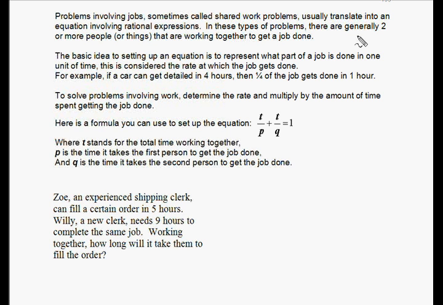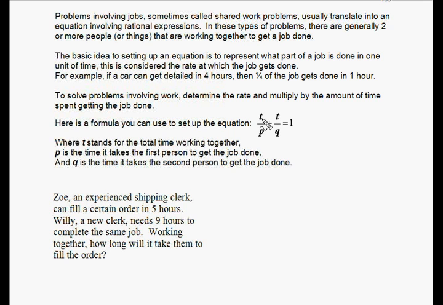Problems involving jobs sometimes are called shared work problems, usually translated into an equation involving a rational expression. There's a basic idea to setting up equations: represent what part of the job is done in 1 unit of time. This is considered the rate at which the job gets done. For example, if a car can get detailed in 4 hours, then 1/4 of the job gets done in 1 hour. To solve problems involving work, determine the rate and multiply by the amount of time spent getting the job done. Here's a formula you might want to use to set up your equations.